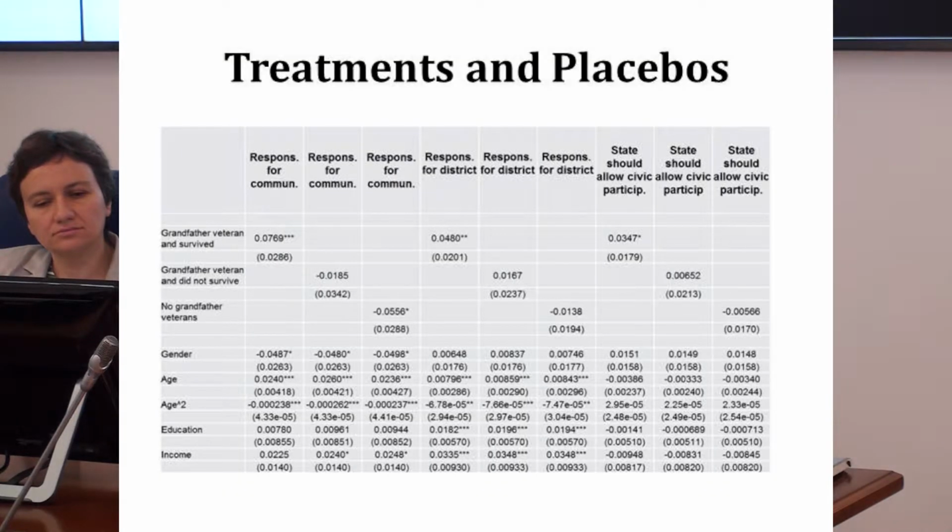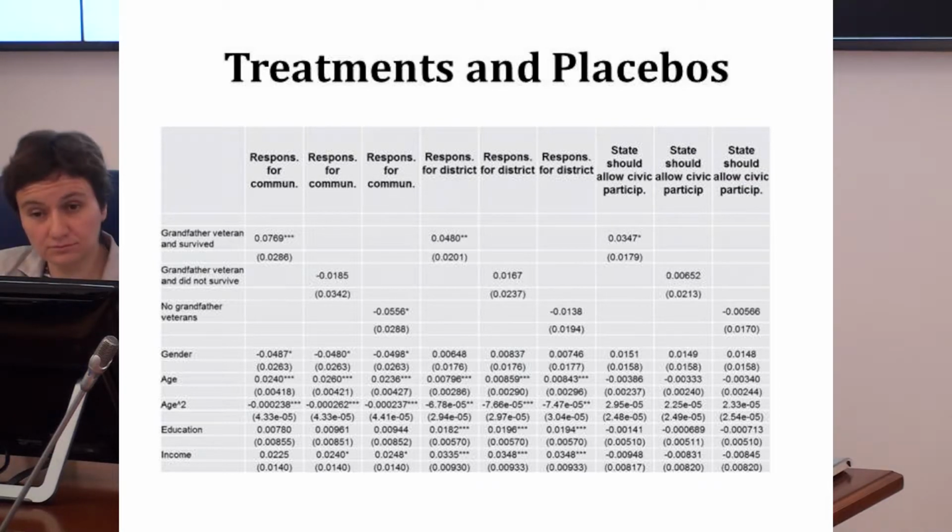And this is just one of our regressions. We use survey data to prove that. And we see that respondents' sense of responsibility for their community, for the district where they live, and their beliefs that the state should support civic participation, and so on, are significantly higher for descendants of war veterans, especially those who survived the war. Well, otherwise there wouldn't be any descendants, of course. And also for those who were close to the respondent when the respondent grew up. And in our placebos, we see no such effect.